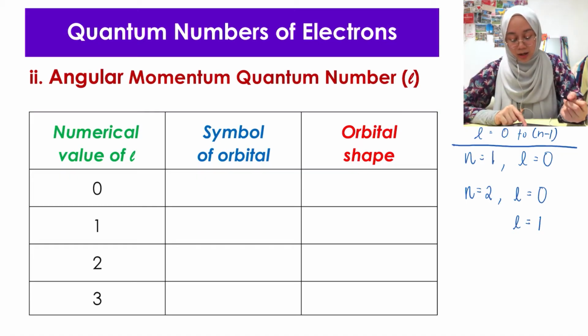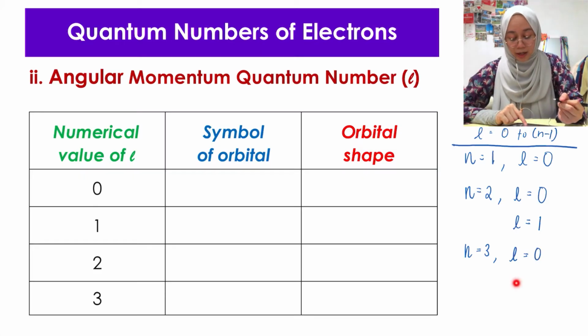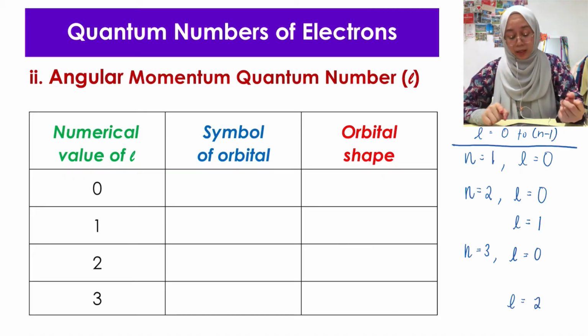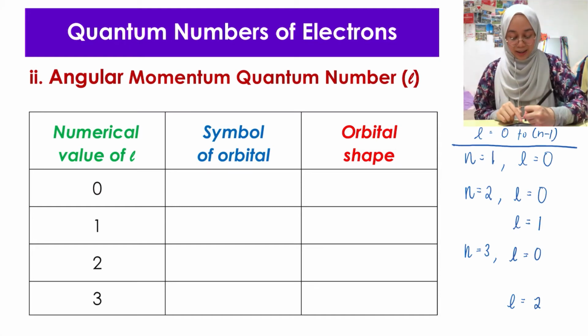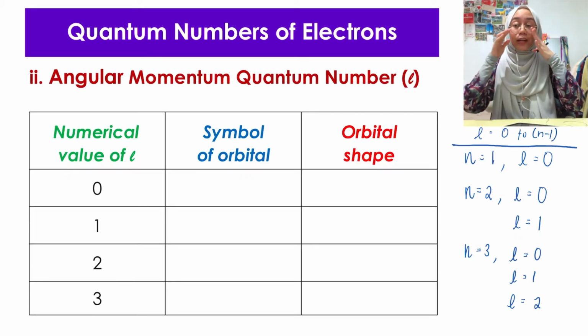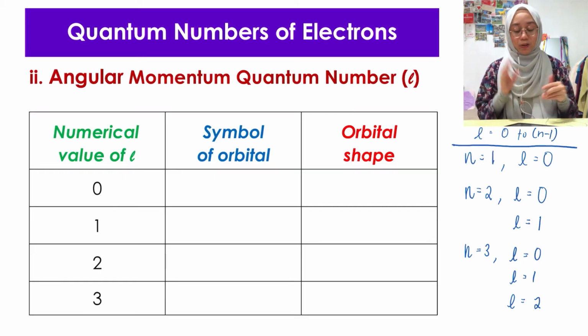Okay, and then let's say kita ada n equals to 3. Okay, so again kita ada 0. Okay, and then kalau kamu masukkan value n dalam ni, so 3 tolak 1, kita dapat 2 kan, tapi in between 0 to 2 kita ada value 1. Okay, so L equals to 1. Macam ni. Okay, so lagi besar value n, lagi banyaklah possible value untuk L. Okay, so value L ni will always depends on n.